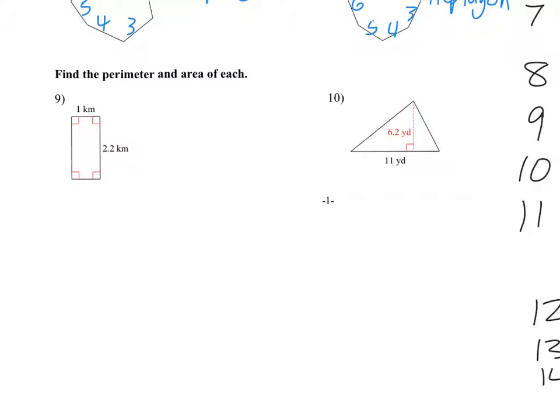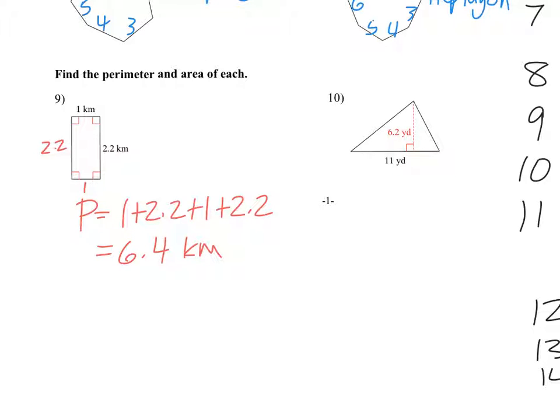All right, number 9, find the perimeter and area. So these are some basic things. Here's a rectangle. How do you get perimeter? Perimeter is adding all the sides. Remember that the opposite sides are equal, so this is 2.2, this is also 1, so the perimeter would be 1 plus 2.2 plus 1 plus 2.2. You add all that together, and that's going to be 6.4, and that would be kilometers.